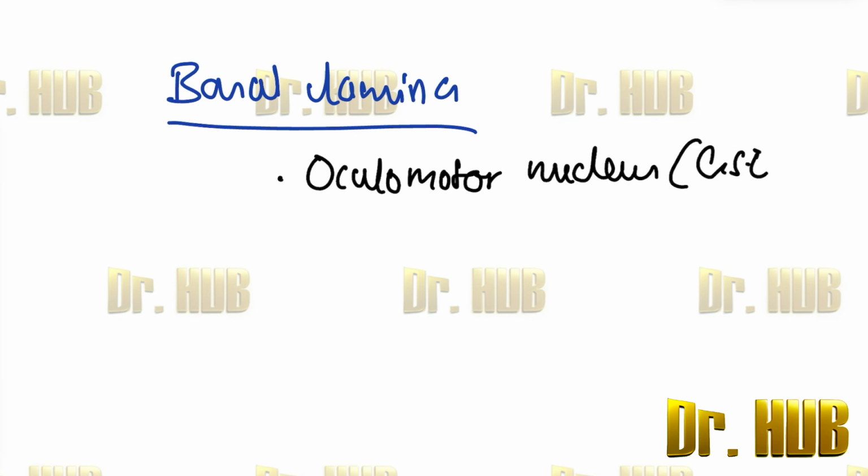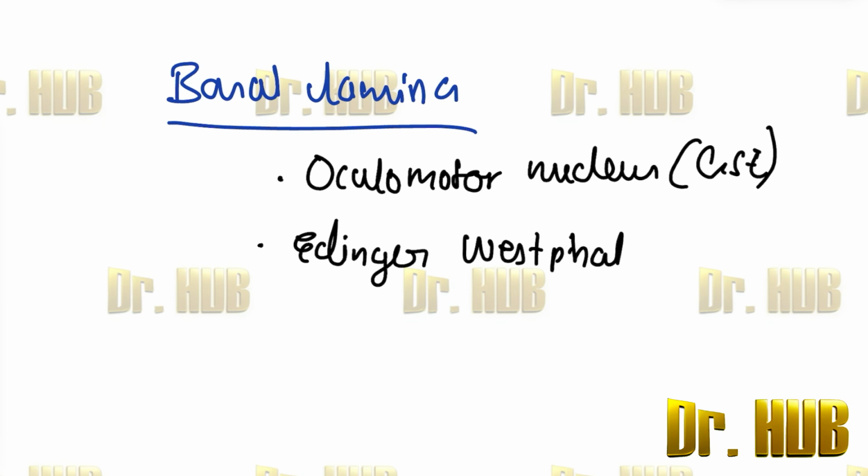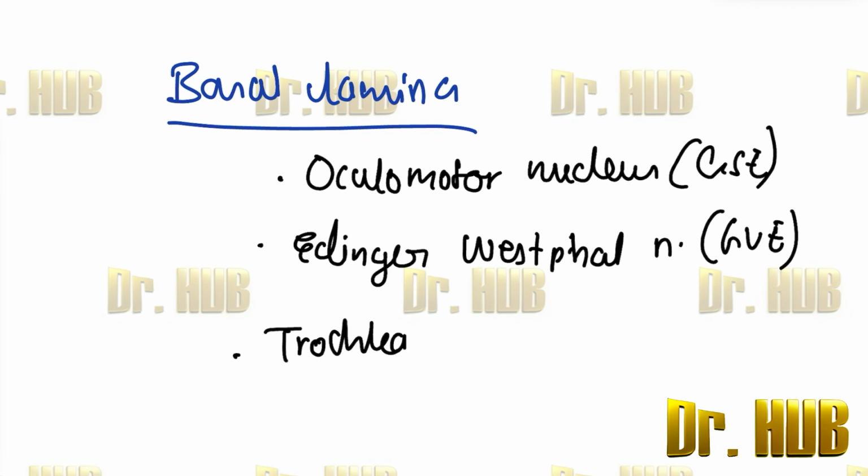Next, when we look at the basal lamina, under the basal lamina it includes the oculomotor nucleus. Next it includes the Edinger-Westphal nucleus, that is the GVE. Then comes the trochlear nucleus, that is the GSE.